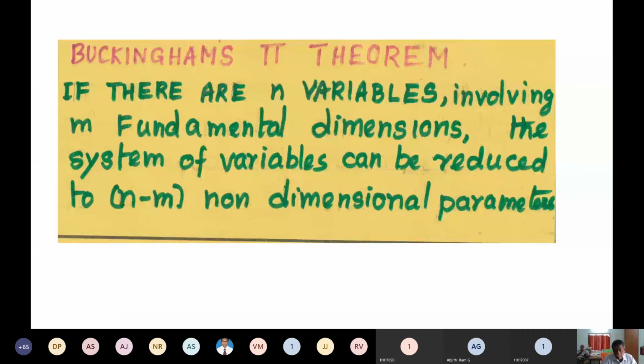One is reduction of the number of variables. You have seen that there were 6 significant variables. If you want to do some experimental study or analysis, each one you have to separately vary, but by dimensional analysis you can reduce the number of variables to maybe 6 minus 3, 3 non-dimensional parameters, which will fully represent the flow phenomenon.